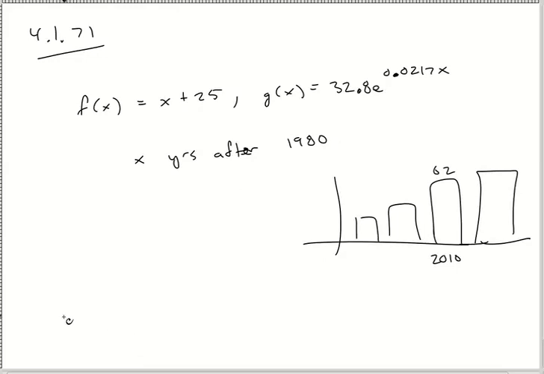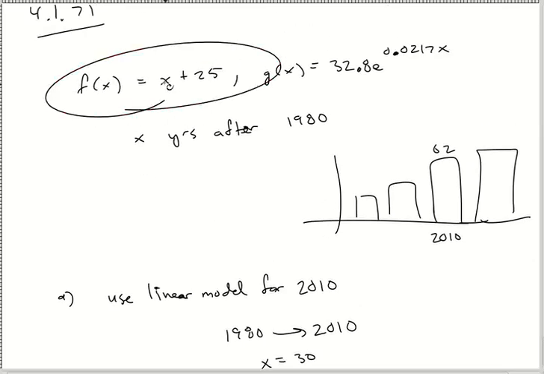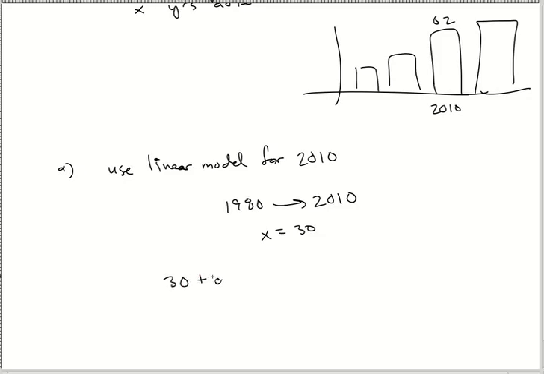So part A, they say use the linear model, the linear line model for 2010. Sorry for my sloppy handwriting. So 2010. So I'm going from 1980 to 2010. How much x do we got? We got 30 years. And so I'm going to use the linear model. Linear means a line, mx plus b. That's a 1 right there, etc. So I'm going to plug that in. 30 plus 25 is 55.